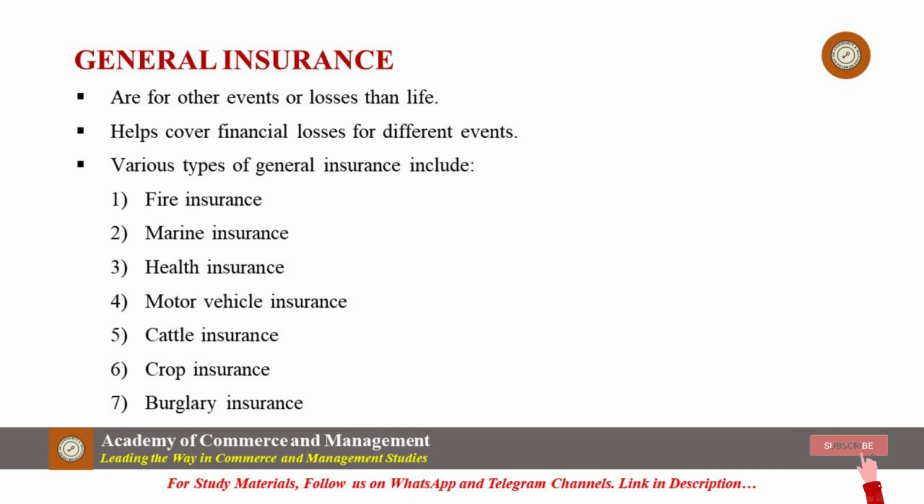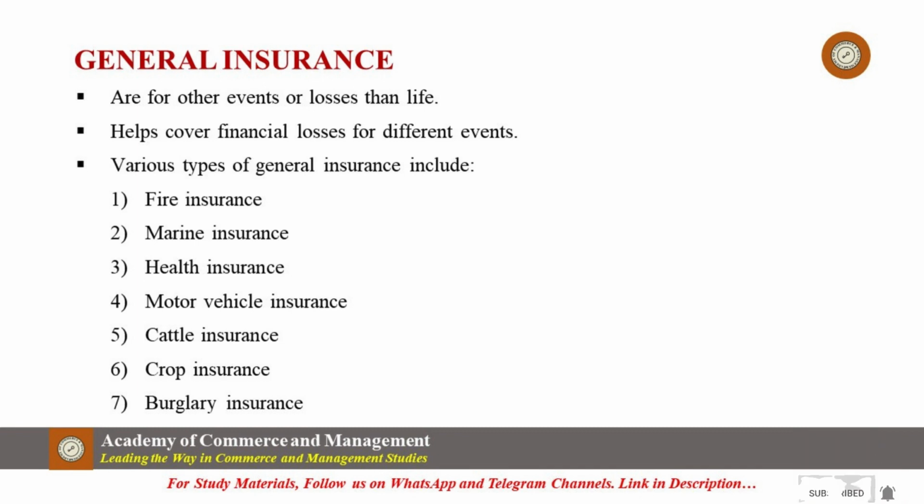Number 4, motor vehicle insurance. The types of insurance are for vehicles. The insurer covers damages for any accidents. Also, the claim is only for unintentional damages. Number 5, cattle insurance. This insurance provides the claim to the cattle owner. It is when the cattle die due to pregnancy, sickness, or accidents.